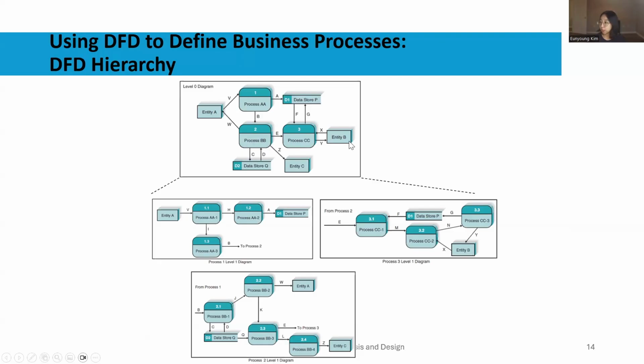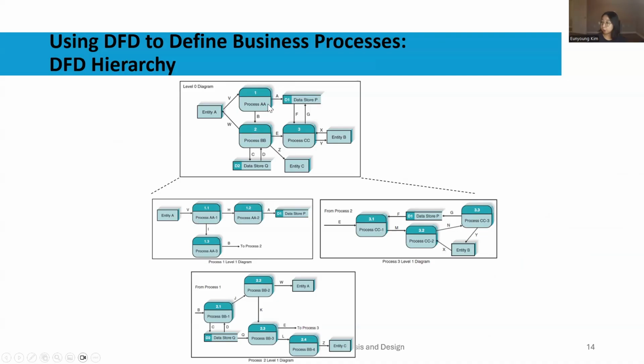And you can see there are 3 entities and 2 data stores. And this entity A will enter the data flow of V. And after the process BB, it will get the output of the data flow W. So this part should exactly appear in the child diagram. So let's see here. In process 1 and level 1 diagram, this part, you can see exactly the same data flow is defined.